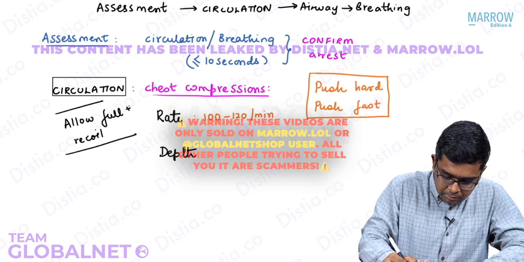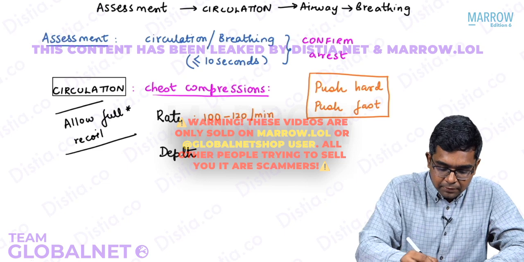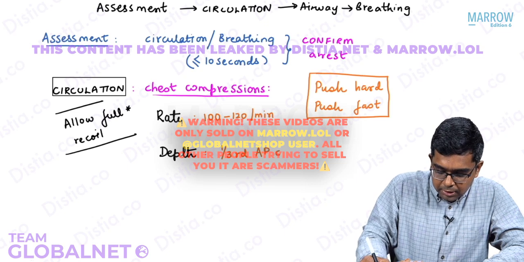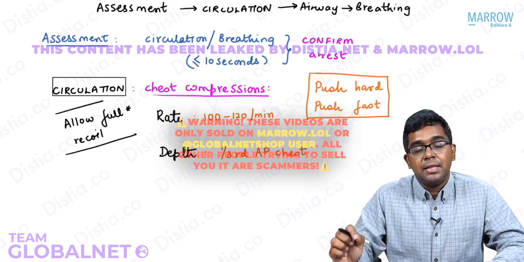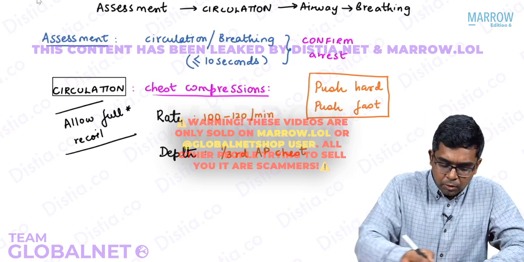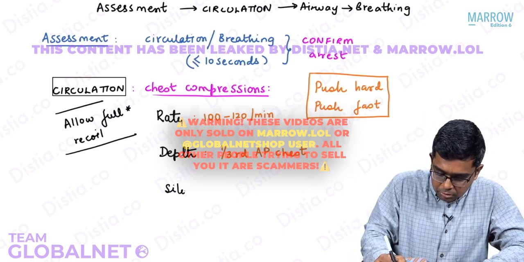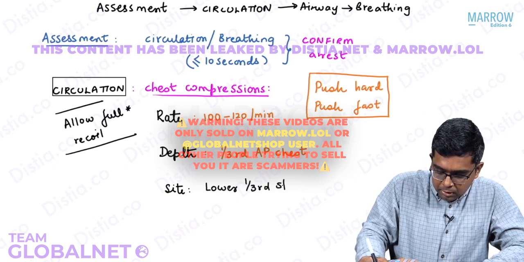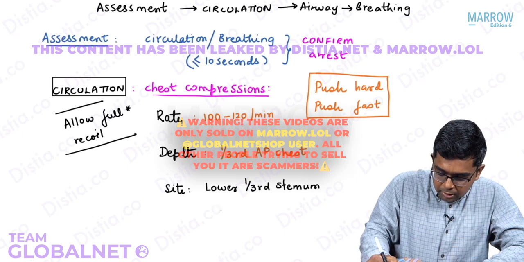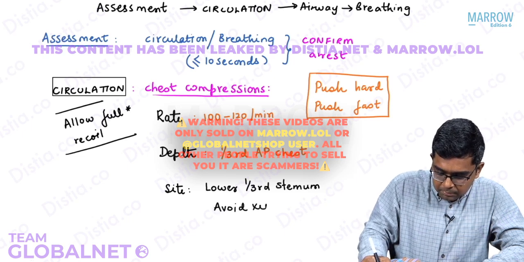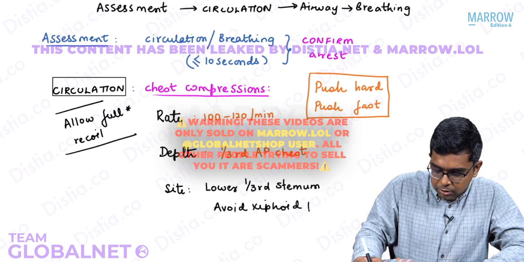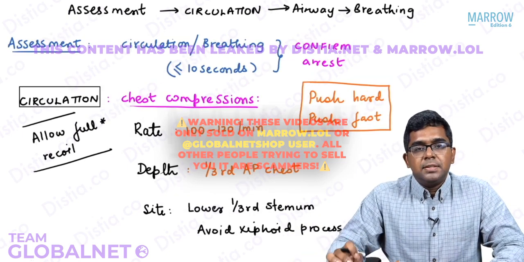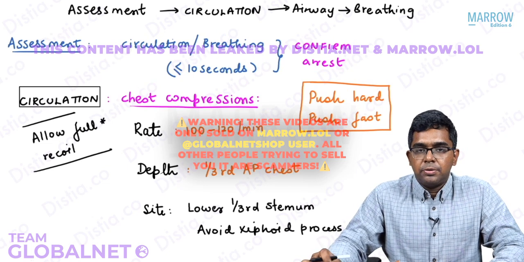This is important. Second, how much is the depth of compression? It is up to 1/3 of the antero-posterior diameter of the chest. That is the depth. And what is the site? Of course, I was telling that before also. It is the lower 1/3 of the sternum. And very important, you should avoid the xiphoid process. It can be easily injured. That is why you should avoid the xiphoid process and press over the lower 1/3 of the sternum. These are the important aspects of chest compression during CPR.